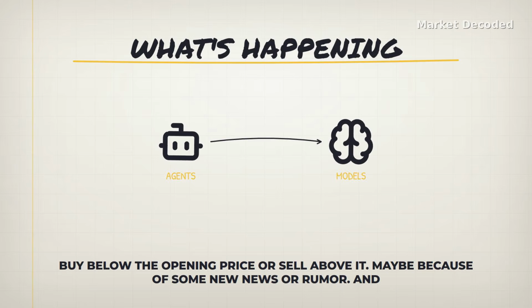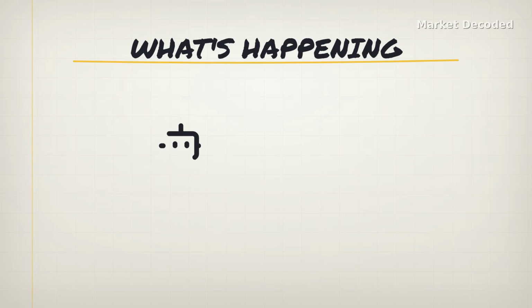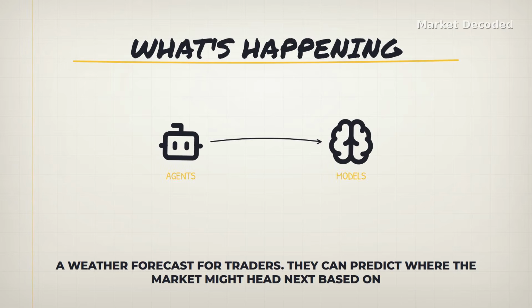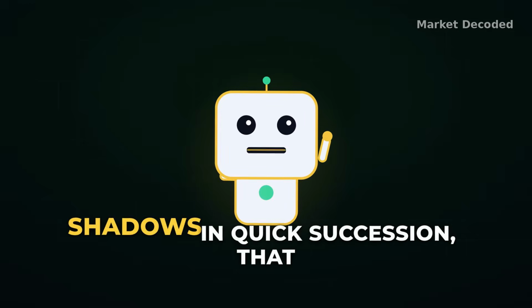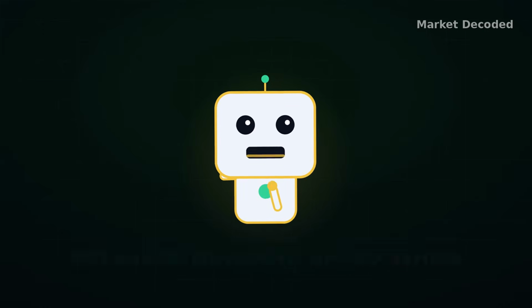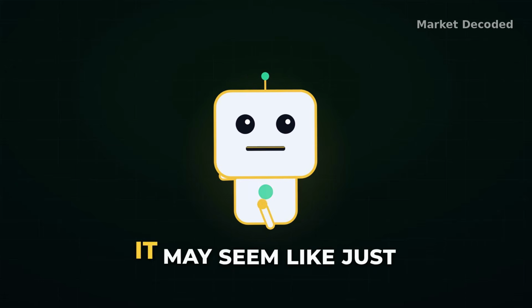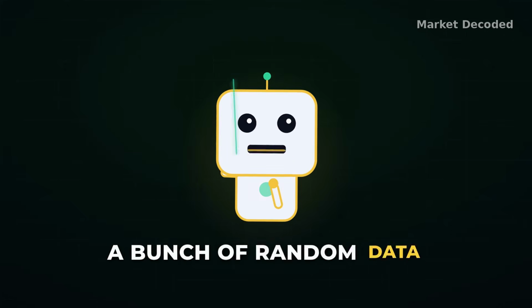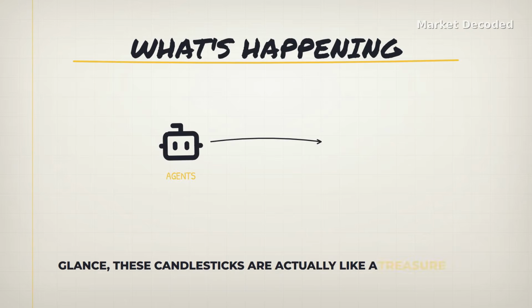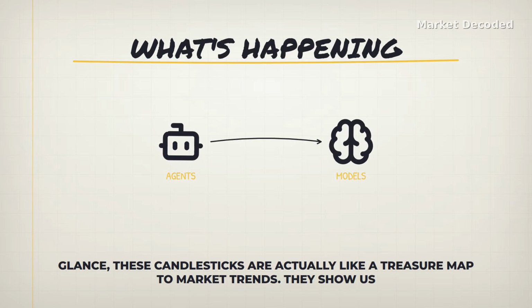And here's the surprising part. These little lines and boxes are like a weather forecast for traders. They can predict where the market might head next based on past behavior. For instance, if we see several bearish candles with long upper shadows in quick succession, that could signal to traders that there might be some selling pressure building up. So, while it may seem like just a bunch of random data at first glance, these candlesticks are actually like a treasure map to market trends. They show us not only what happened, but also where the market is likely headed next.